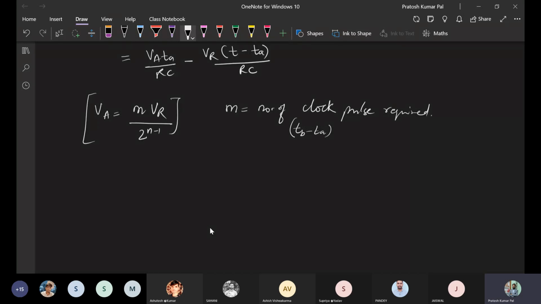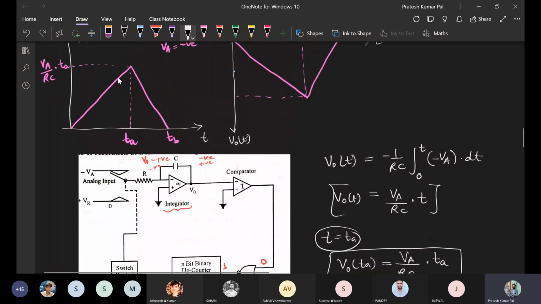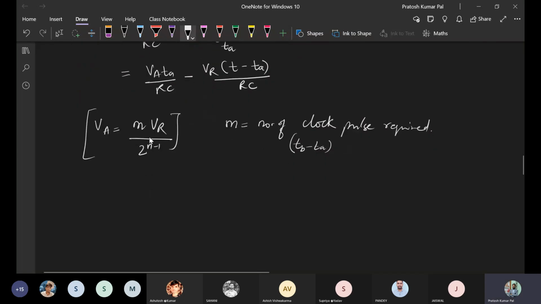Initially, up to TA time, the slope was a positive value. So initially the positive slope was there with respect to VA, and once it is connected to the reference voltage, the counting done over that time will be coming out to be proportional to the analog value. Okay, so this is how we go with a dual slope ADC.